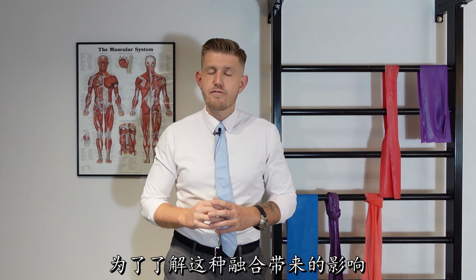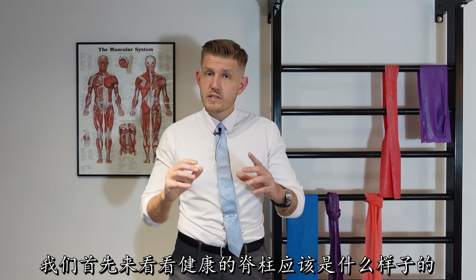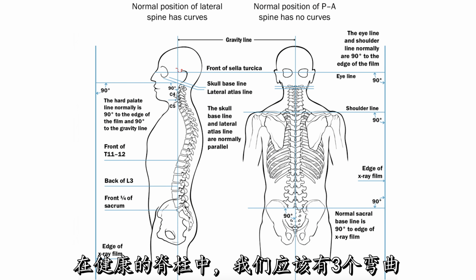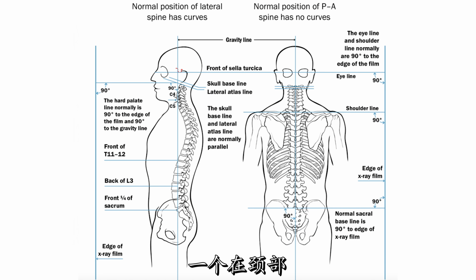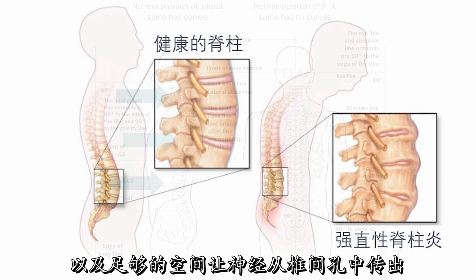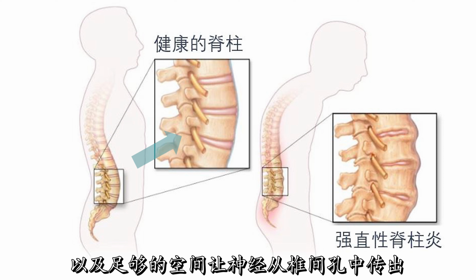So to understand the effects of this fusing, we first need to take a look at what the healthy spine should look like. In the healthy spine we should have 3 curves, one in the neck, mid-back and low back, as you can see. There is also plenty of room for the nerves to pass out from the intervertebral foramen.